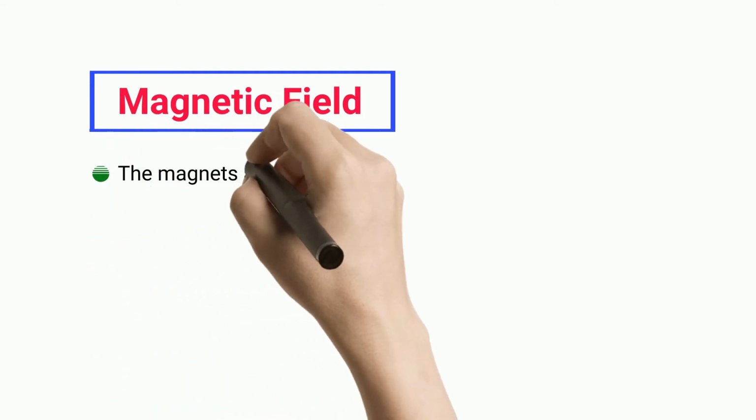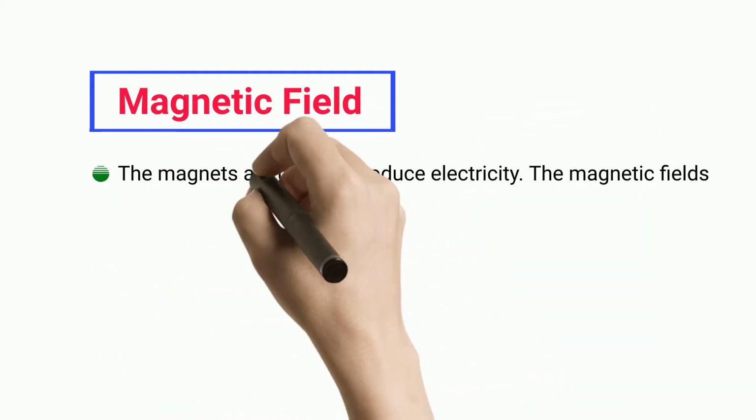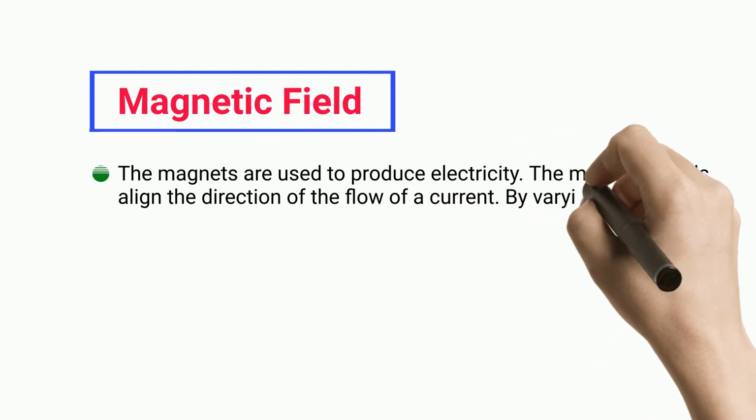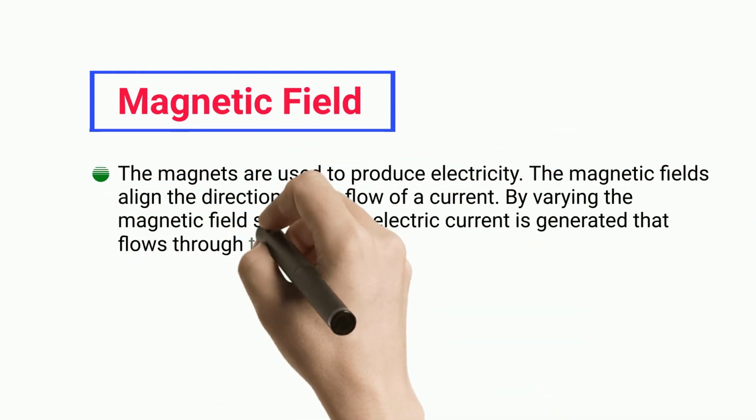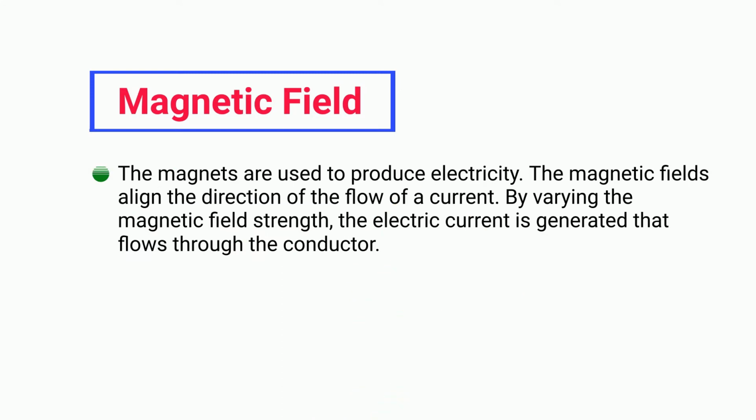Magnetic field. The magnets are used to produce electricity. The magnetic fields align the direction of the flow of a current. By varying the magnetic field strength, the electric current is generated that flows through the conductor.